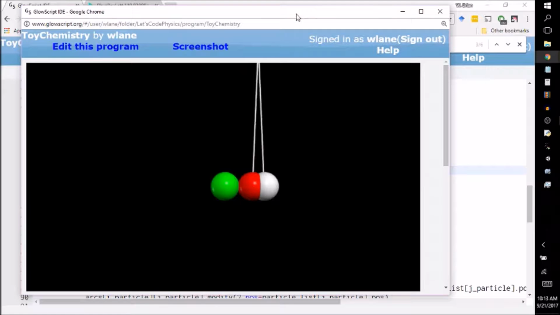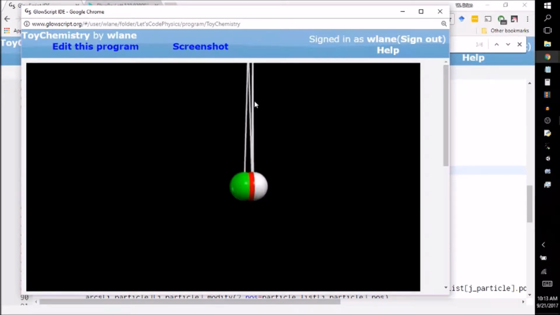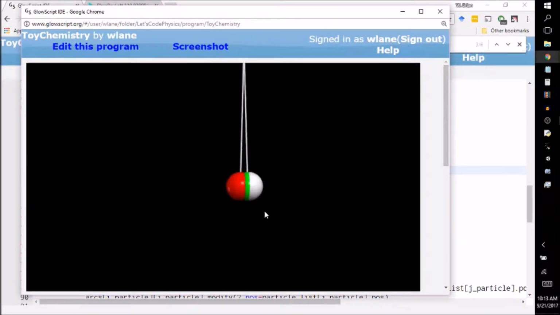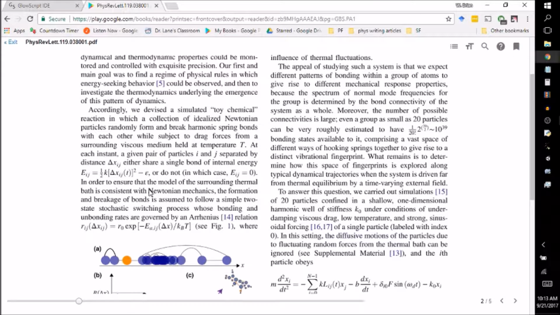You might recall last time I was a little bit concerned about how the bonding and unbonding rates were identical. So the rates of forming and breaking bonds were identical, and that didn't sit right with me because it seemed like once you formed a bond, it should be more likely that you keep the bond than it is that you lose the bond. And so I went back to the original paper and found this wonderful clause here.